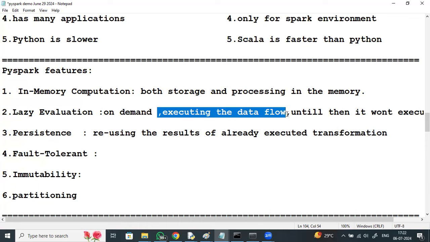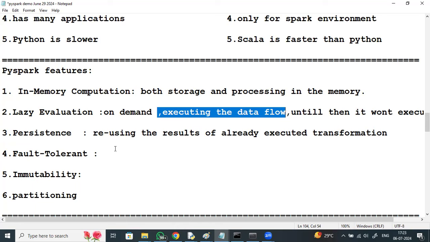The output of one step will be the input to the next. Until you execute the data flow, it won't get executed automatically. So it's lazily evaluated, not eagerly evaluated. Eager evaluation means whenever declared, it is immediately executed. But here it's not; whenever you perform an action, only then it gets executed. Persistence is one more important feature: reusing the results of already executed transformations.